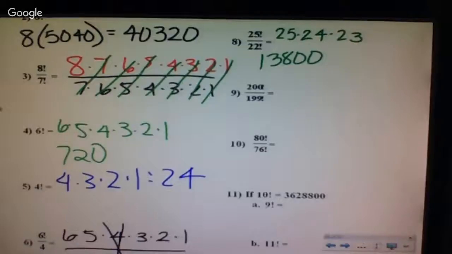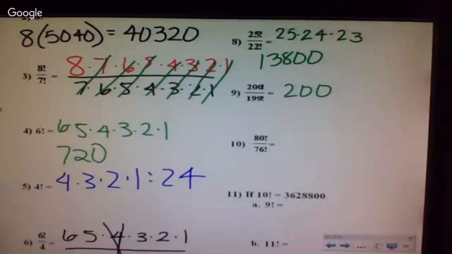Take a look at number 9. 200 factorial divided by 199 factorial. It's just 200. Your answer is just 200. Because if I write out the top, we're going 200 times 199 times 198 times 197. Nobody got time for that. The bottom, however, will start at 199 and go 198, 197. So the only one that the top has that the bottom doesn't is 200.